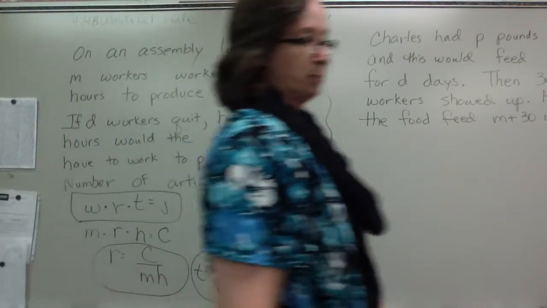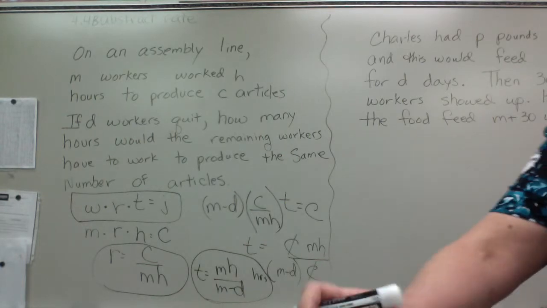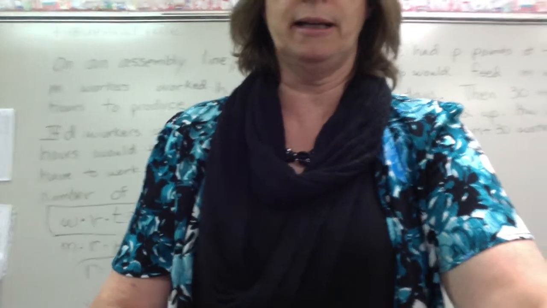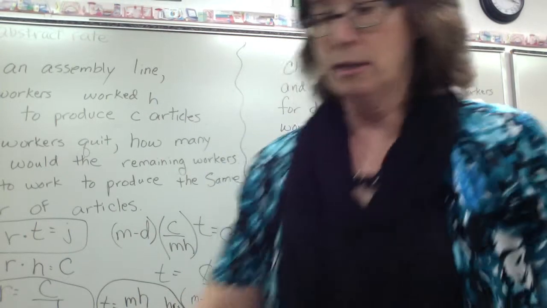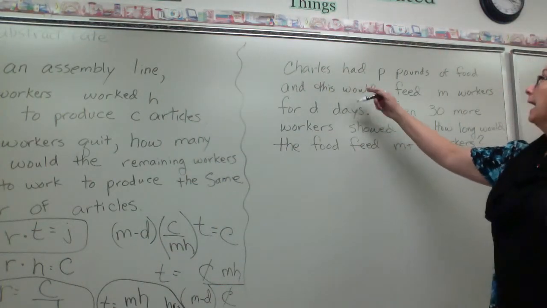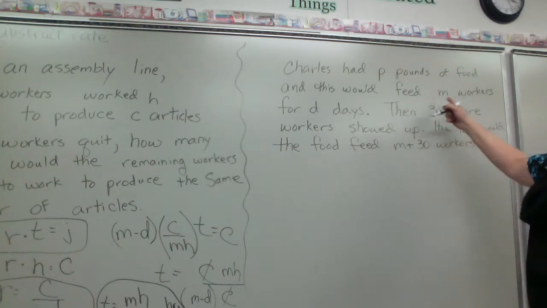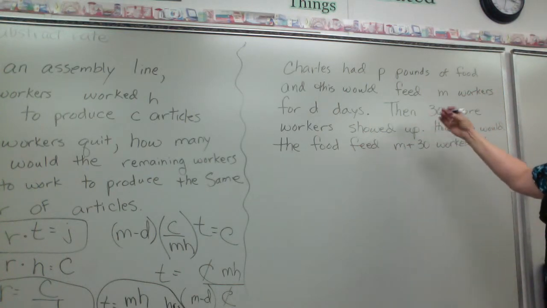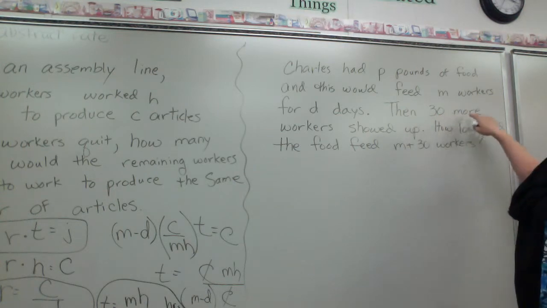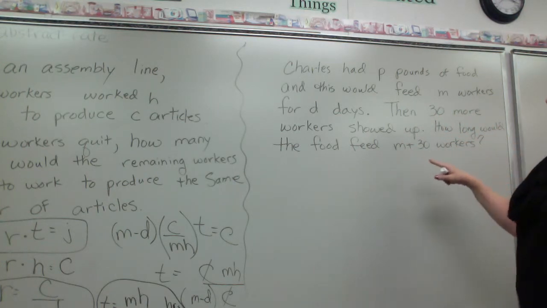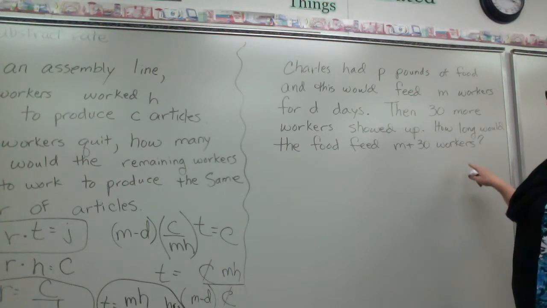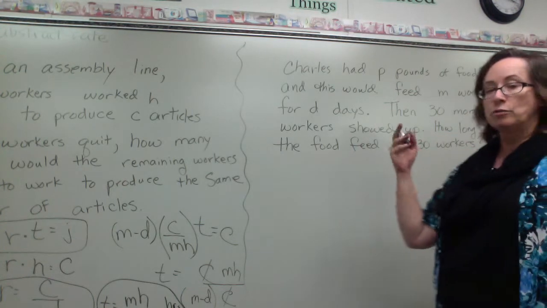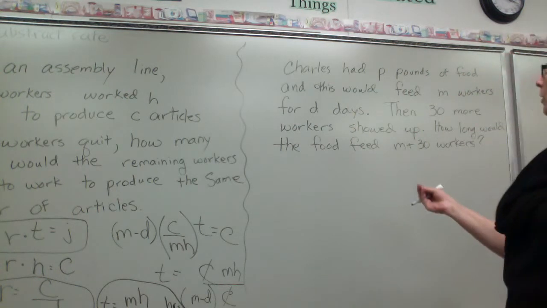Okay, and now we have another problem over here. Charles had P pounds of food, and this would feed M workers for D days. So now your workers are actually eating the food, and then 30 more workers showed up. How long would the food feed M plus 30 workers? At first we had the M workers, and then we added the 30 more. So we have to use the initial information to get our worker rate here.